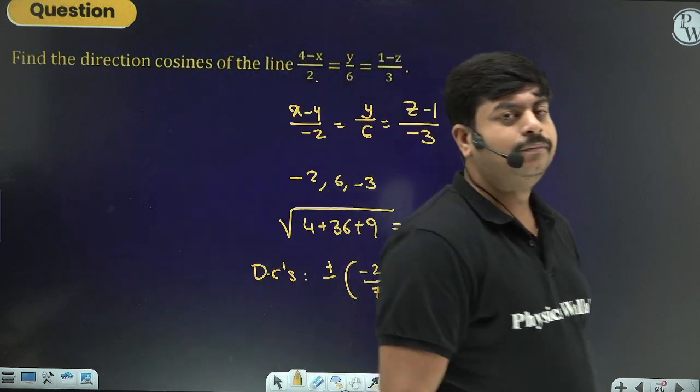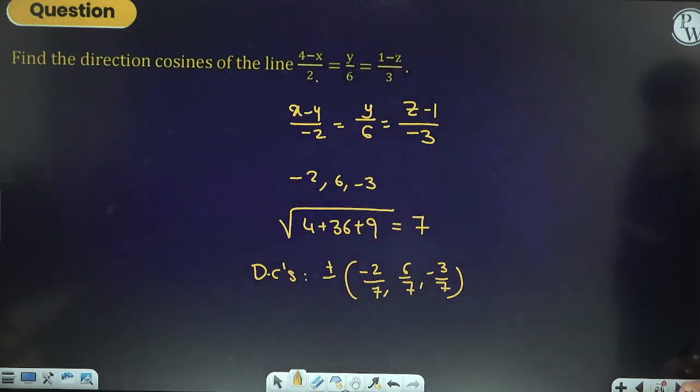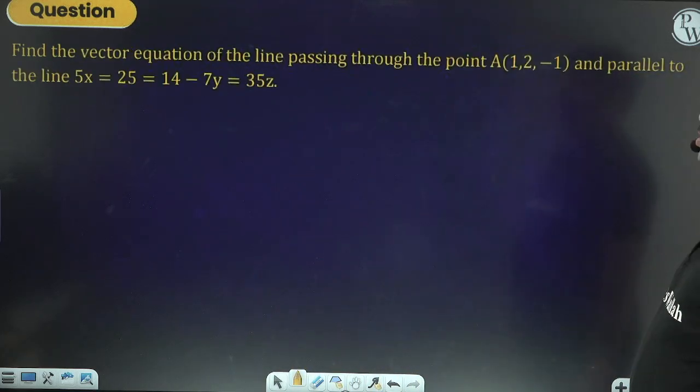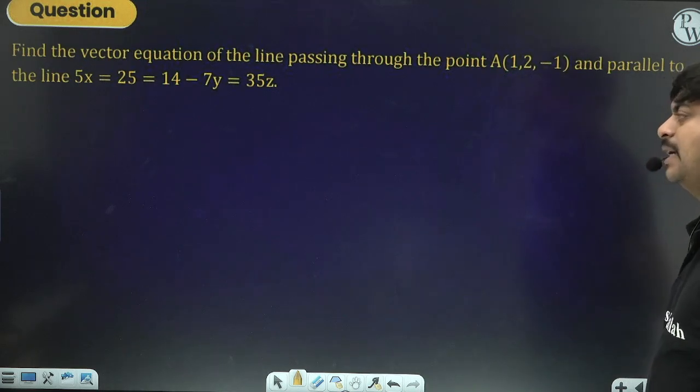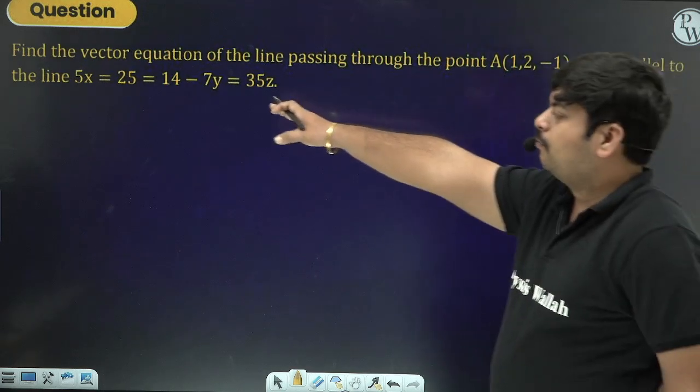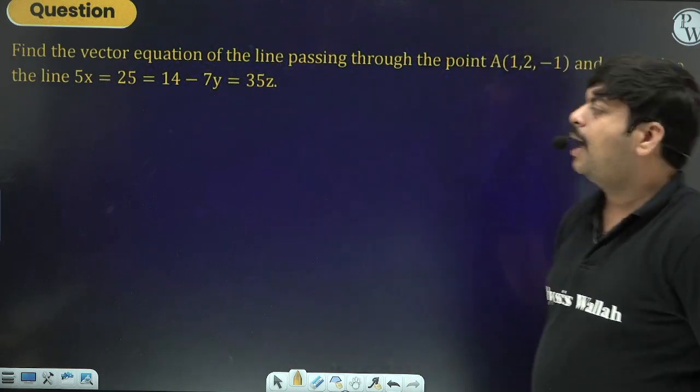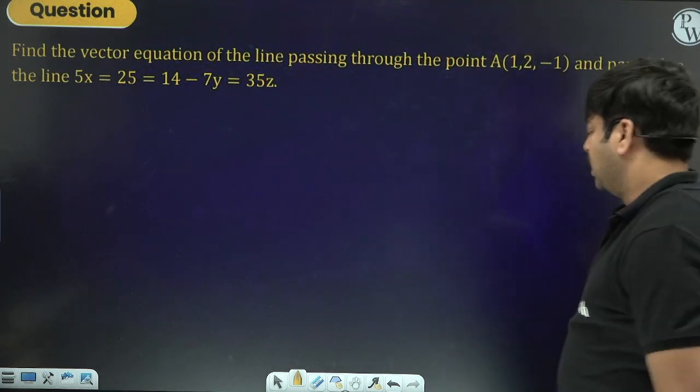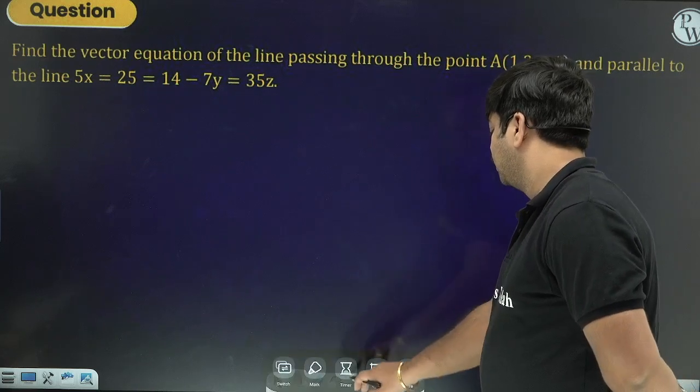Next. Find the vector equation of the line passing through the point (1, 2, minus 1) and parallel to the line 5x minus 25 = 14 minus 7y = 35z. Please try to understand the pattern and the meaning of this, and from there find the vector equation. I'll give you 2 minutes, please do that quickly.